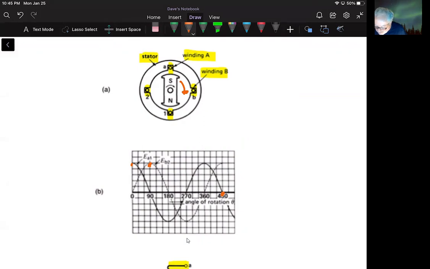We go 90 more degrees to here, and we're getting a negative peak out of A1. And then we go 90 degrees from there to here, and we get a negative peak on coil 2. All right, so to sort of summarize this, the voltages are 90 degrees out of phase, that EA1 becomes positive or peaks 90 degrees before EB2. We call this machine a two-phase generator.